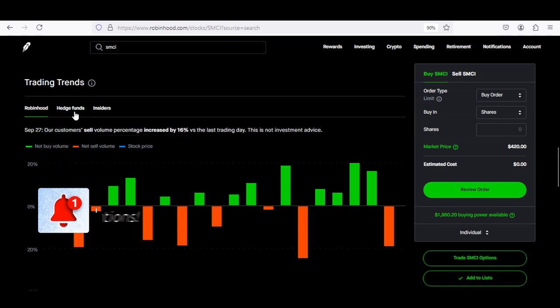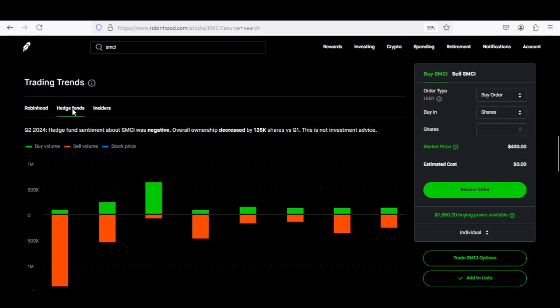Now, we're going to go over to hedge funds and you're going to see a huge difference. So here we are under what the hedge funds are doing. The hedge funds have a more secure trend. And as you can see here, they've all been selling SMCI.